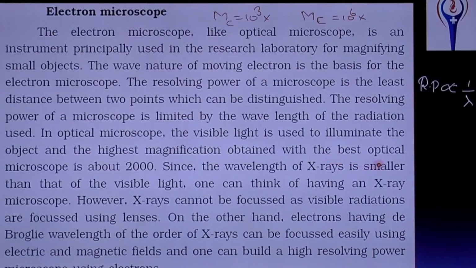But X-rays cannot be deviated. Like in a convex lens, convergence takes place; in a concave lens, diverging of the beam takes place. Like that, we can't deviate the X-ray. So, the de Broglie wavelength of the electron is comparably equal to the wavelength of the X-ray. So, instead of X-ray, we can use an electron beam. So, instead of light in the optical microscope, we are using an electron beam.